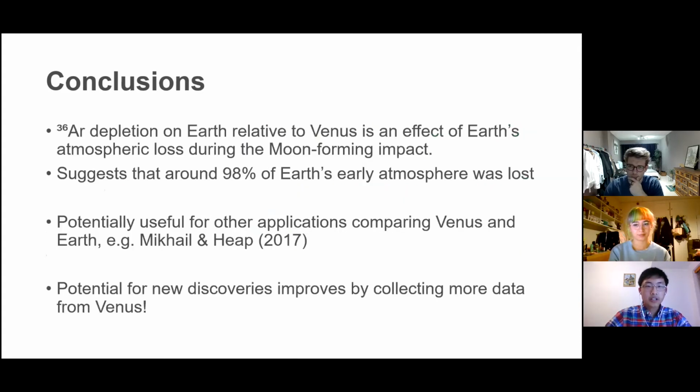So in conclusion, the Argon depletion on Earth is a quite good indicator of the Earth's moon-forming impact. And this suggests that an overwhelming percentage of Earth's early atmosphere was lost. So as high as the high 90s, so that's 97.7, 98%. Other researchers have also used this planetary comparison method.